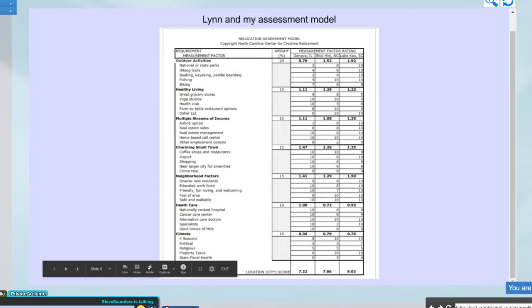So this is the sheet that Lynn and I used, not the first version, but the second version. When we narrowed down the towns that we wanted to live in, this was the final version of where we decided to move. The top was Geneva, Illinois, first column, our baseline. Second was Black Mountain, North Carolina, and third was Lake Keowee in South Carolina. Again, we scored them. You can see that they're weighted, like the activities were weighted at 20%. Some of these other things are weighted at 15%, like healthy living and charming small town. And then some are rated at 10%, such as healthcare and climate.